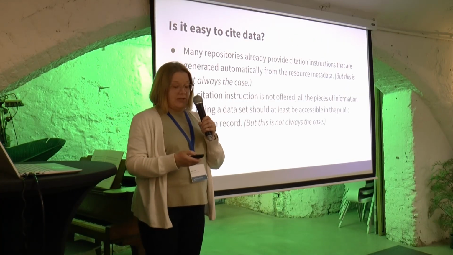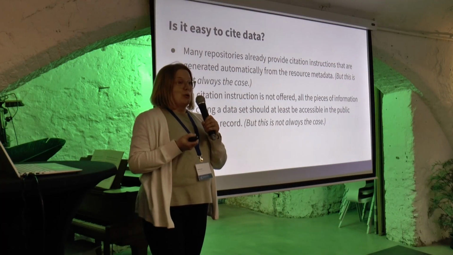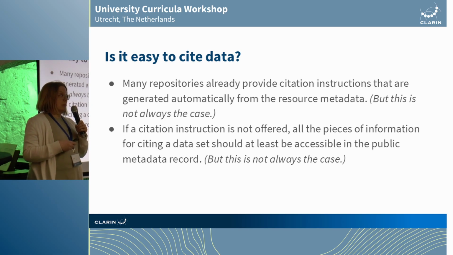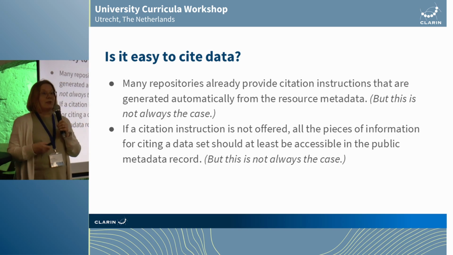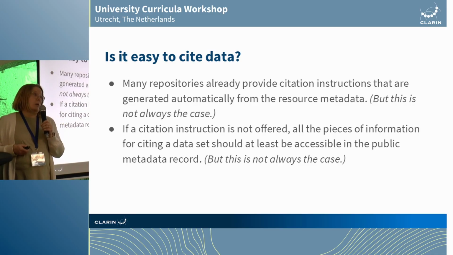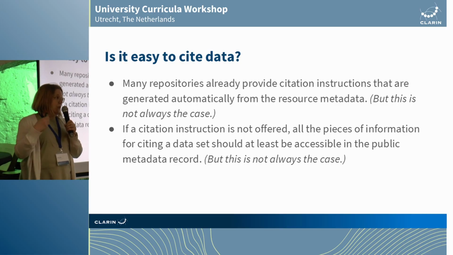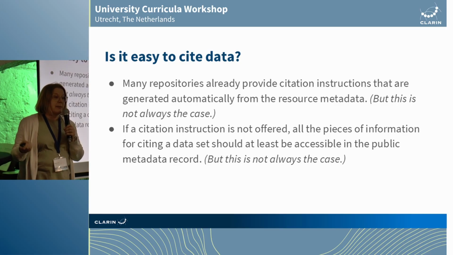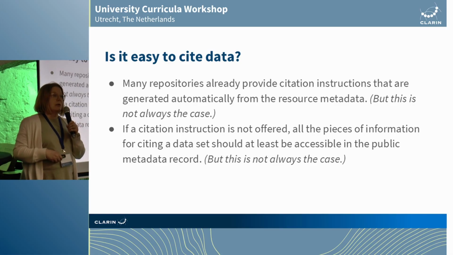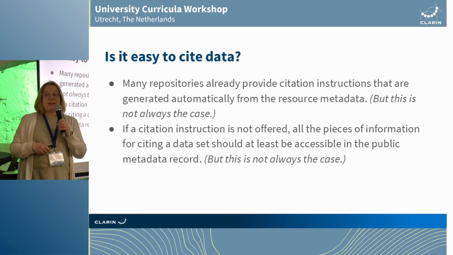And of course, people are citing more and more data, and it's becoming more and more important because of AI. We need to know about the source, so source criticism is becoming the new thing. But is it easy to cite data? Not always. There are a lot of repositories that offer citation instructions. You can just copy-paste them, put them in your own reference manager, and easily use these citations in your articles. But this is not always the case.